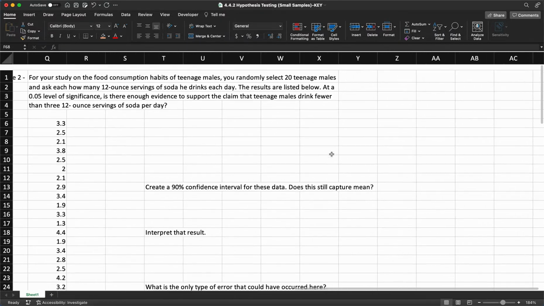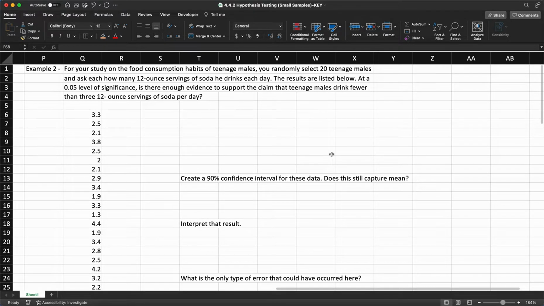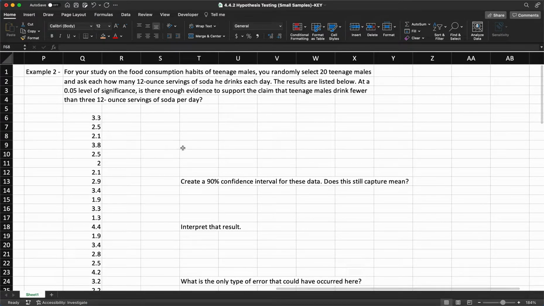Now let's go on to a problem where we are actually given the original data that was collected instead of just given the mean of that data and the standard deviation of that data. So for your study on the food consumption habits of teenage males, you randomly select 20 teenage males and ask each one how many 12 ounce servings of soda that he drinks each day. The results are listed below. At a 0.05 significance level, is there enough evidence to support the claim that teenage males drink fewer than three 12-ounce servings of soda per day?